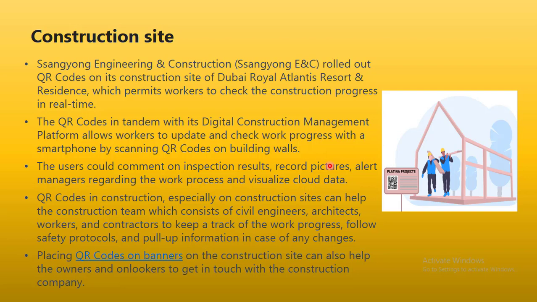QR codes in construction, especially on construction sites, can help the construction team, which consists of civil engineers, architects, workers, and contractors, to keep track of the work progress, follow safety protocols, and pull out information in case of any changes. Placing a QR code on banners on the construction site can also help the owners and onlookers to get in touch with the construction company.